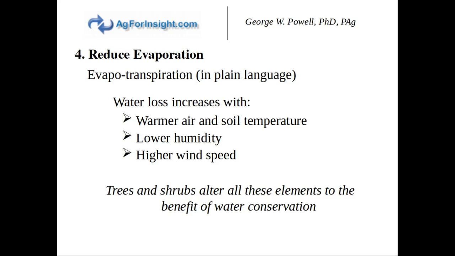Evapotranspiration, in plain language, water loss, is going to increase with warmer air and soil temperatures, lower humidity, and higher wind speeds. And trees and shrubs alter all of these elements to the benefit of water conservation. So they dampen the air and soil temperatures, they increase humidity, and they reduce wind speeds.